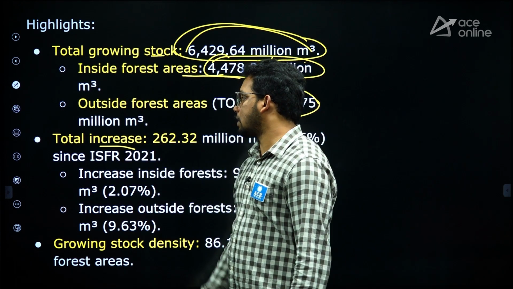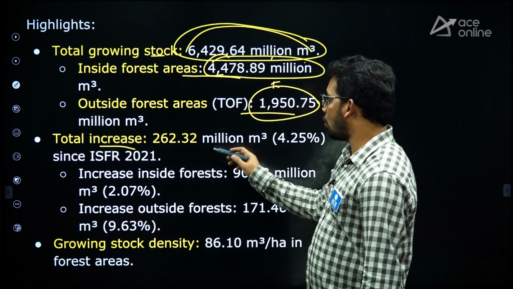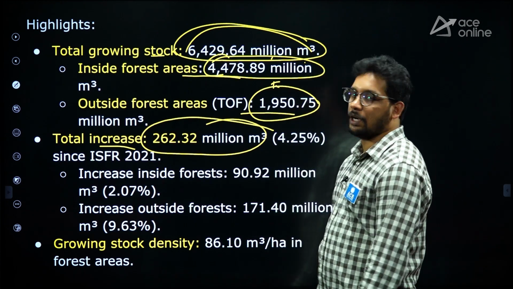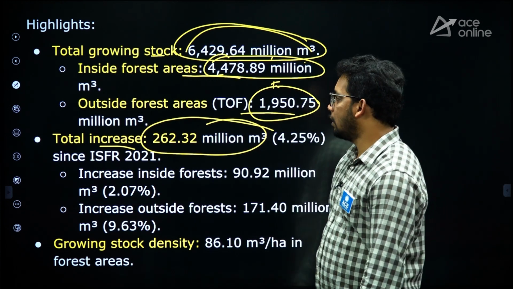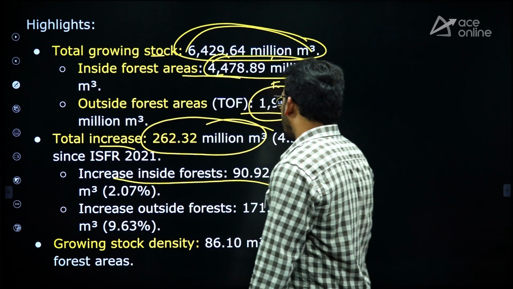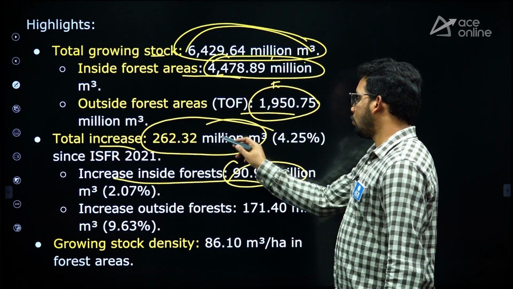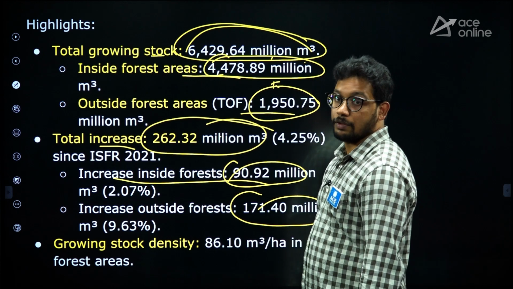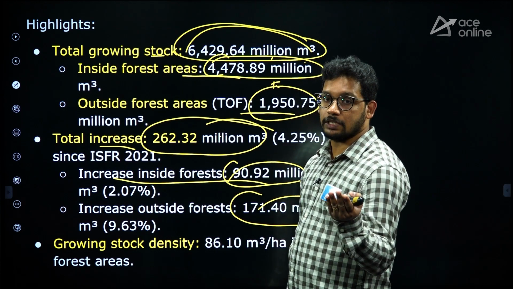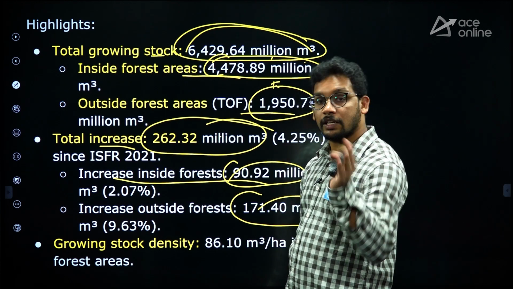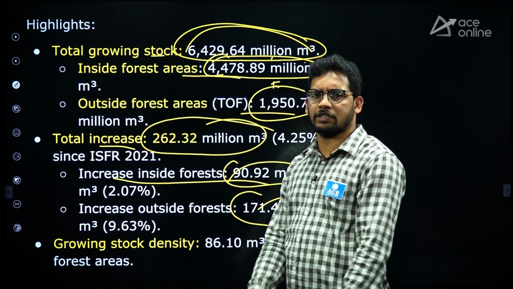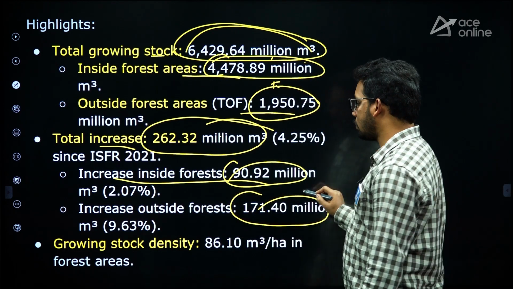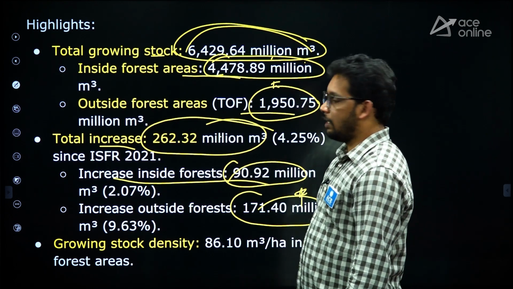And total increase compared to the 2021 report, the volume has increased by 262.32 million meter cube, which is a good sign, right? And increase in inside the forest is 90.92 out of this, and outside of forest we have some more tree cover. We have seen the tree cover has increased more than 1300, whereas forest cover we have increased just 156, right? So that's why the increase of volume in the outside forest is much higher than inside one.